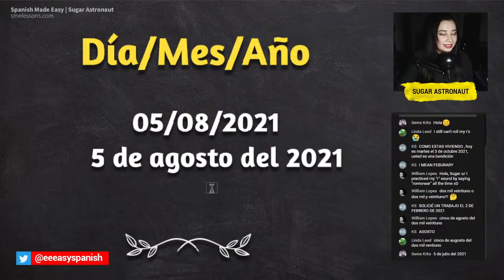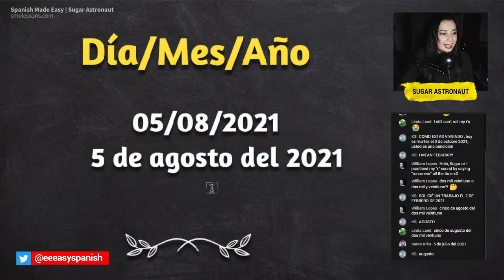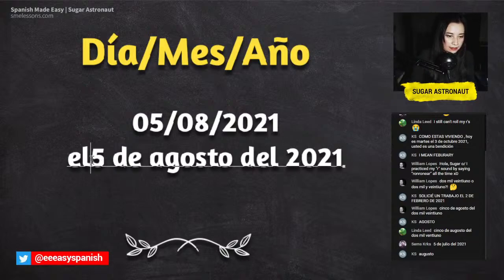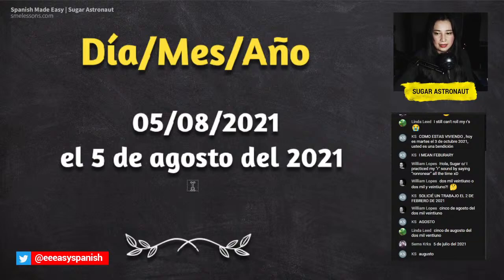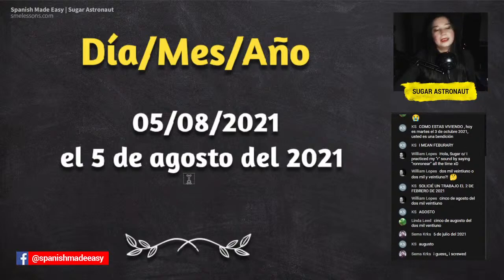Linda also is saying almost right. Agosto has a different spelling, but you almost got it. Good job, Linda. Sam's Kirks, 5 de julio del 2021. Almost. We were talking about agosto. 5 de agosto or el 5 de agosto del 2021. So you can have el at the beginning of the date as well.